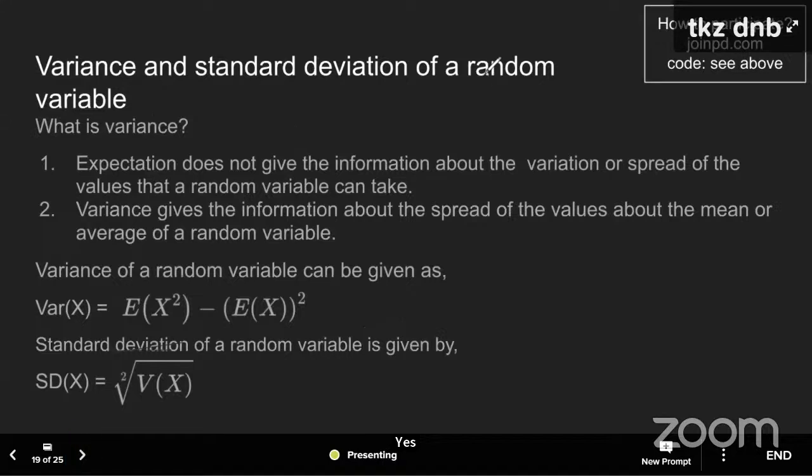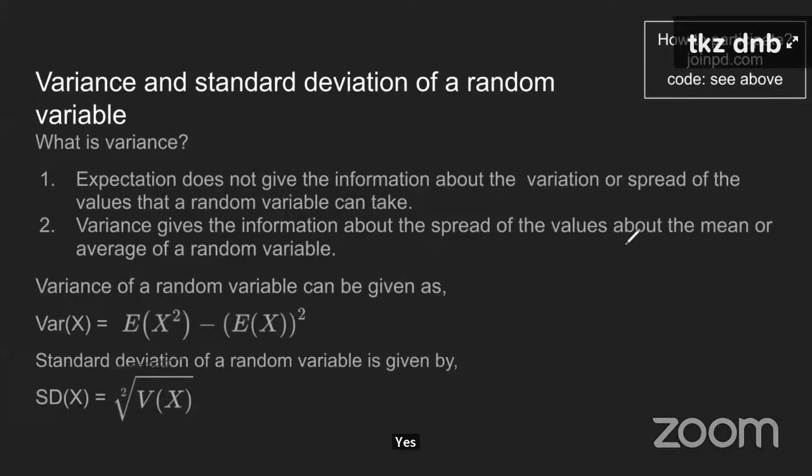Till now we had the questions on expectations. Now let's see what the variance is. Variance gives you the deviation or spread, how much your values deviate from the mean. Expectation doesn't give information about the variation or spread of the values that a random variable can take. How do we calculate the variance of x?